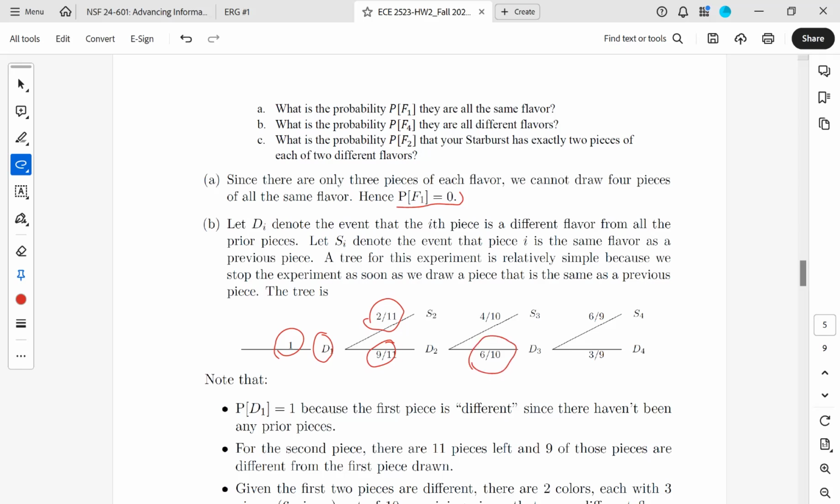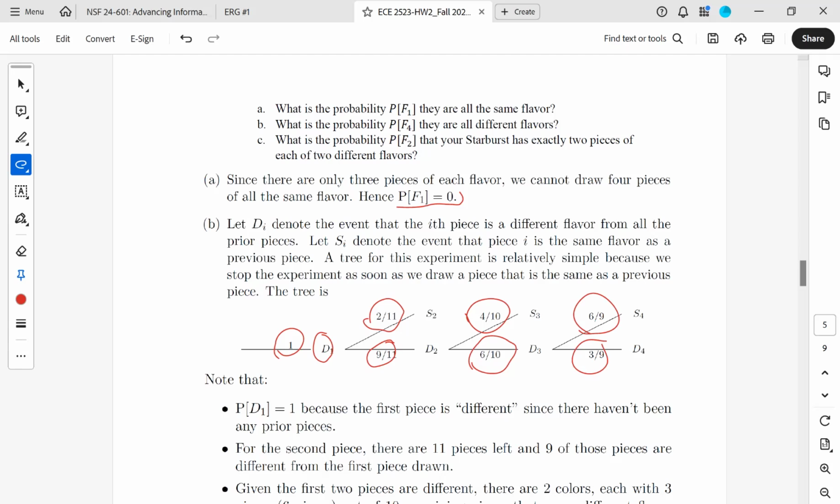With the same logic as before, picking a similar candy for the third draw is going to be 4 over 10. Again, with the same approach, we can calculate the fourth draw. Picking a different flavor is 3 over 9, and having a similar taste is going to be 6 over 9. So now we have the probabilities of each of the events of our sequence of 4 draws.